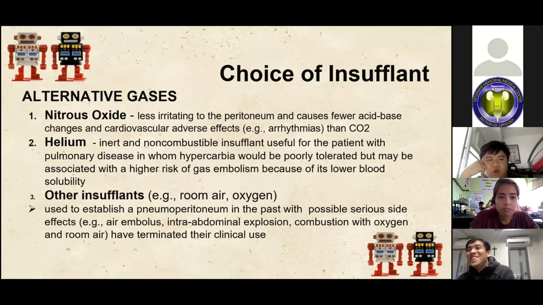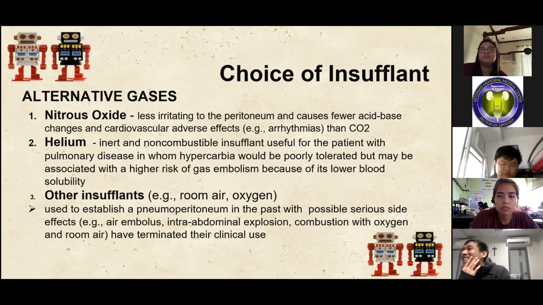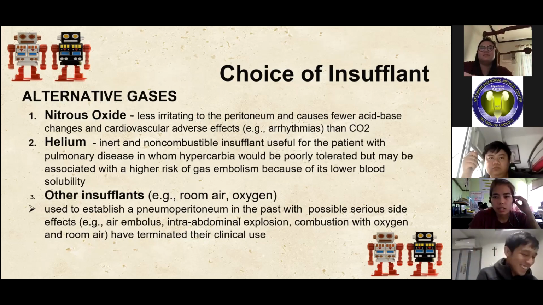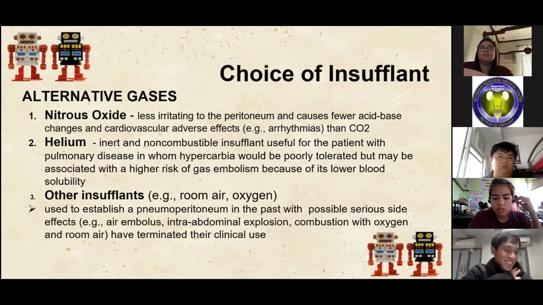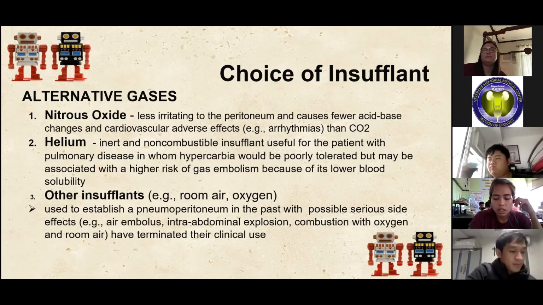Next, we have nitrous oxide. It is less irritating to the peritoneum and causes fewer acid-base changes and cardiovascular adverse effects like arrhythmias than carbon dioxide. But in some studies, it reduces cardiac output and increases MAP, heart rate, and central venous pressure. It is also flammable, and it cannot be used when using electrosurgical equipment.